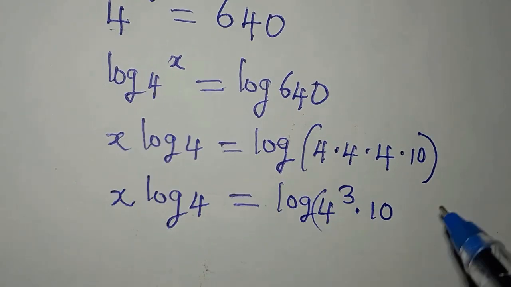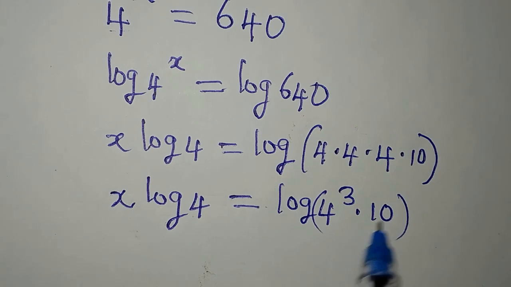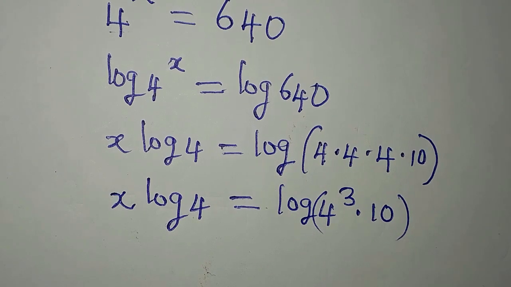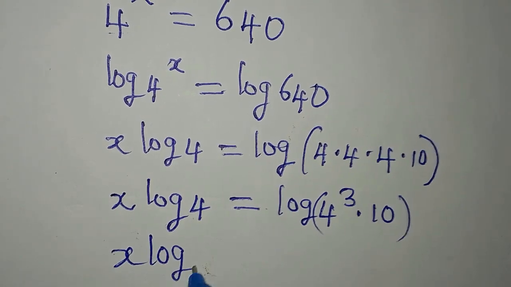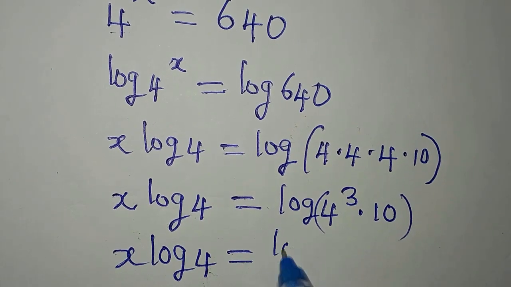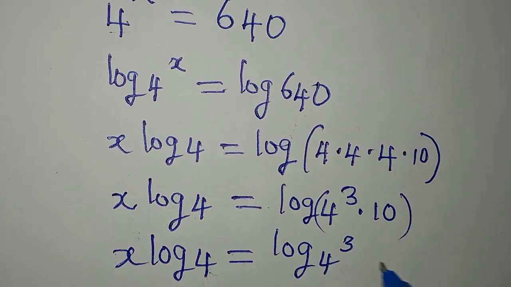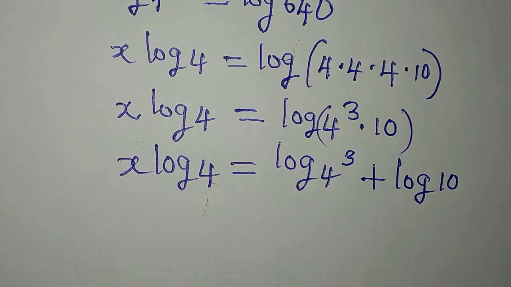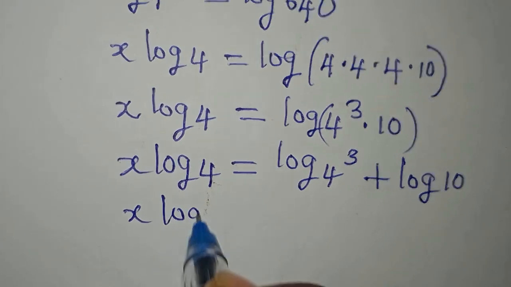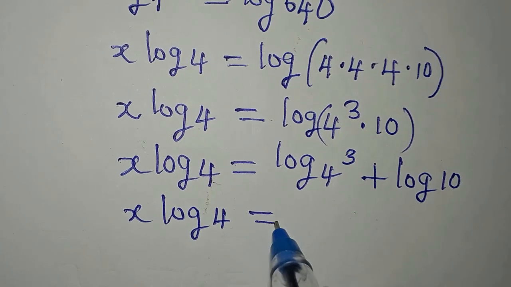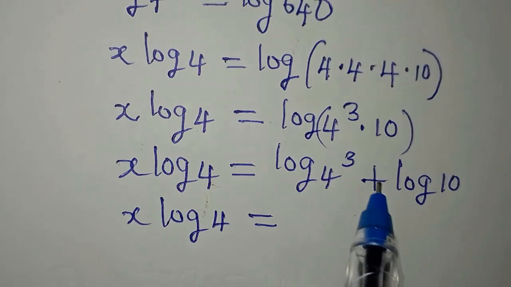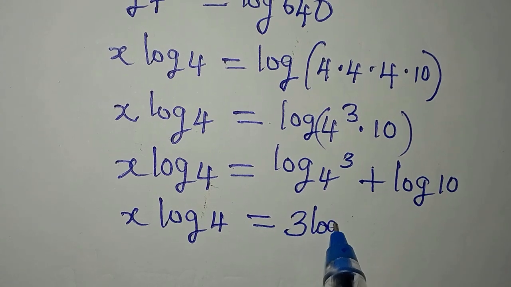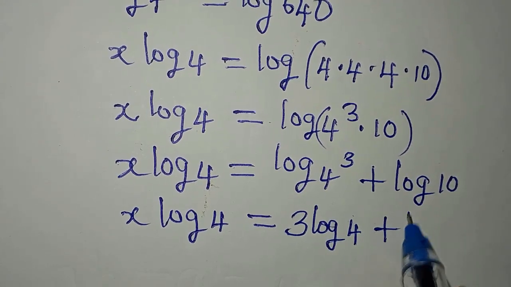And then remember what we do, we are going to apply another law here. If we are multiplying, you are going to add the logs. So x log 4 is equal to log 4 to the power of 3 plus log 10. Remember what we did to get x here? We will do the same to bring 3 to the front. So we have 3 log 4, then plus log 10.